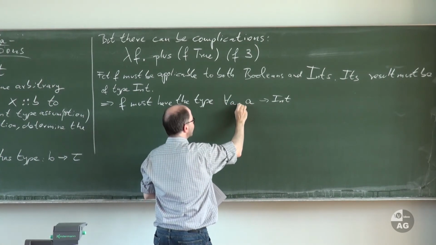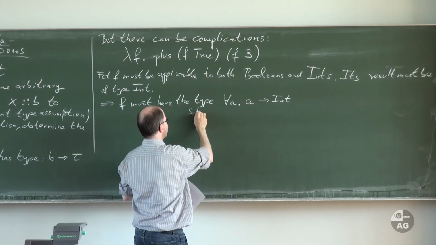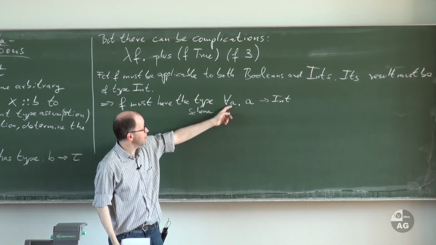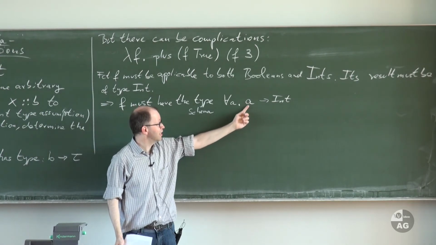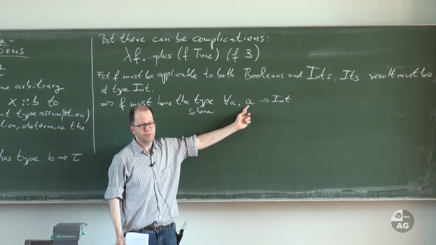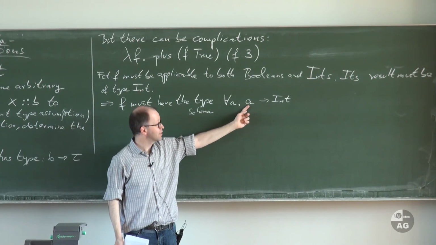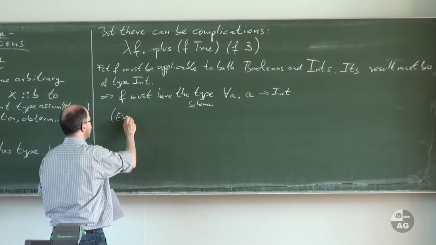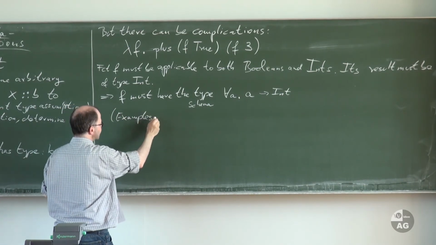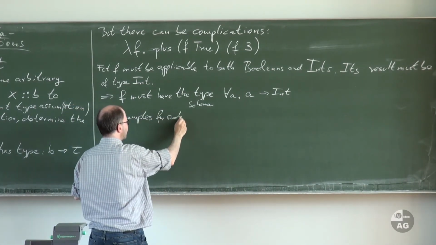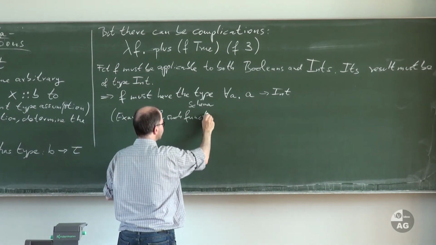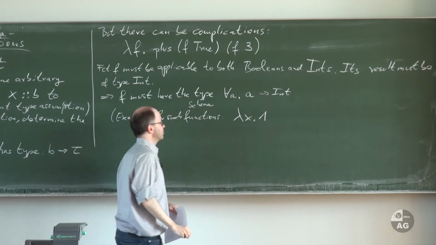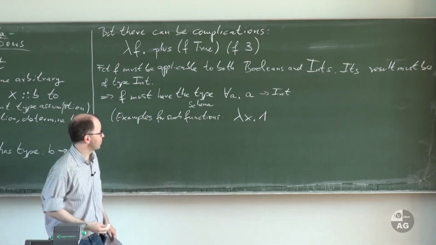So this must have the type schema like this. So for f's, I can only enter functions which are really applicable to anything, to Booleans and to integers, and in fact to everything. Such functions do exist. So indeed, the function that I just mentioned, lambda x dot 1, this thing really has this type.